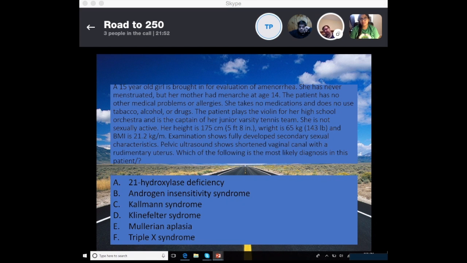A 15-year-old girl is brought in for evaluation of amenorrhea. She has never menstruated, but her mother had menarche at age 14. The patient has no other medical problems or allergies. She takes no medications and does not use tobacco, alcohol, or drugs. The patient plays the violin for her high school orchestra and is the captain of her junior varsity tennis team. She is not sexually active. Her height is 5'8", her weight is 143, and BMI is 21.2. Examination shows fully developed secondary sexual characteristics. Pelvic ultrasound shows a shortened vaginal canal with a rudimentary uterus. Which of the following is the most likely diagnosis? A, 21-hydroxylase deficiency, B, androgen insensitivity syndrome, C, Kallmann syndrome, D, Klinefelter syndrome, E, Müllerian aplasia, or F, triple X syndrome.